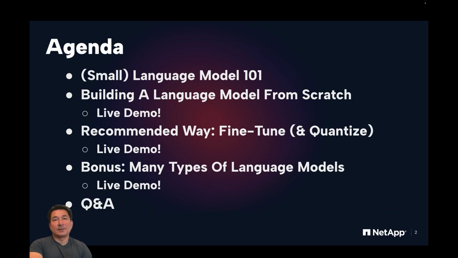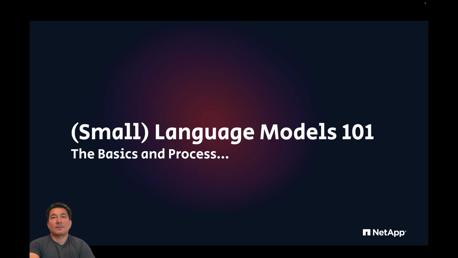For the agenda today, we're going to do Language Models 101. This will be a crash course where it doesn't require having a PhD to understand. Next, we'll discuss building a GPT-style language model, and we're also going to demo that model at the end of this section. Then we're going to cover fine-tuning and optionally quantizing. If you're looking to build a small language model, this is actually the recommended way of doing it. We're also going to have a brief discussion on the various types of language models and even include a demo of one in particular.